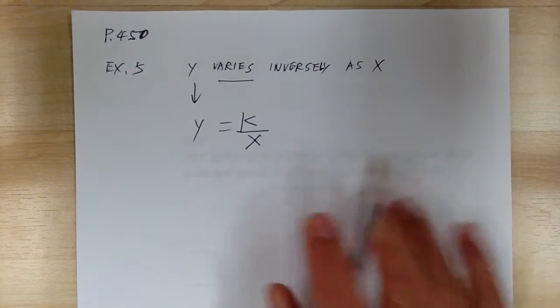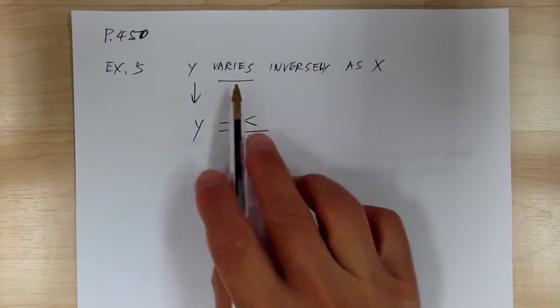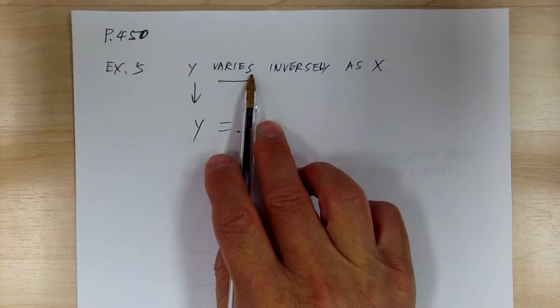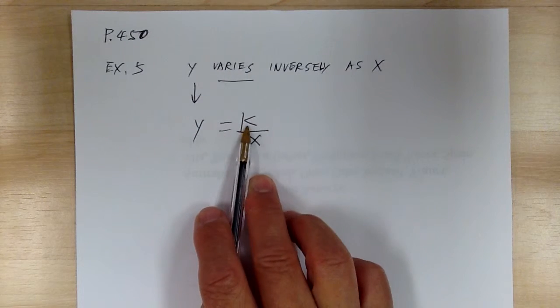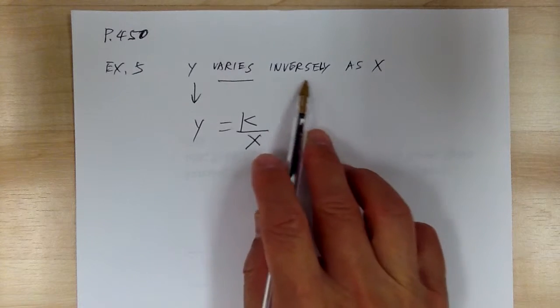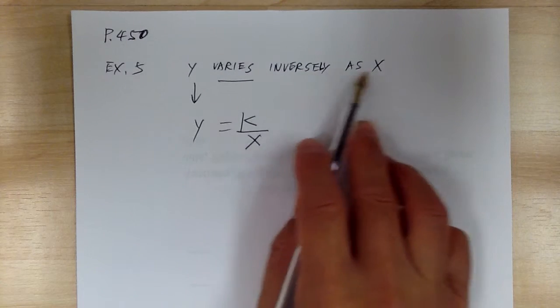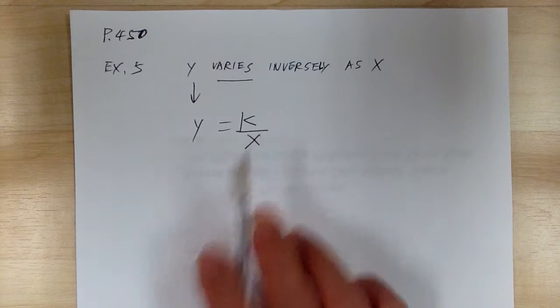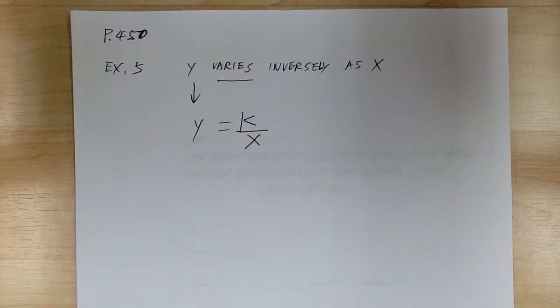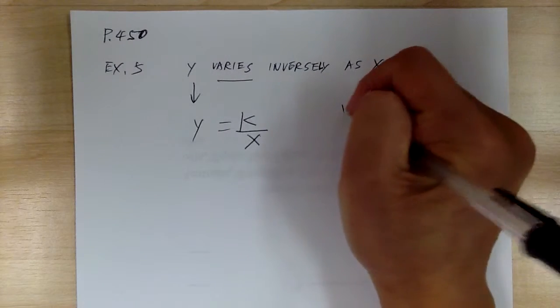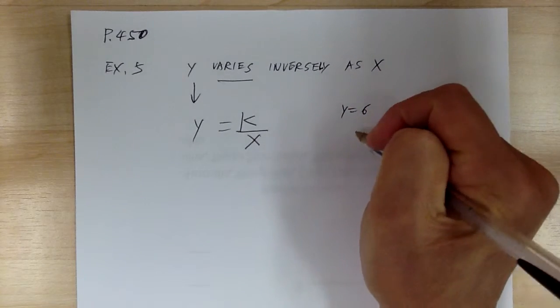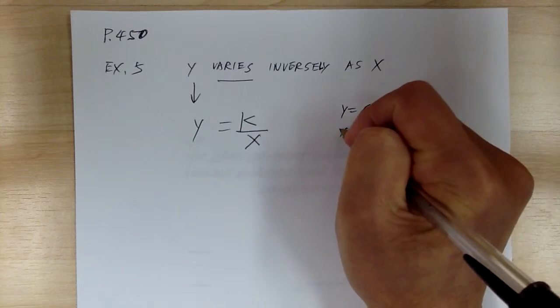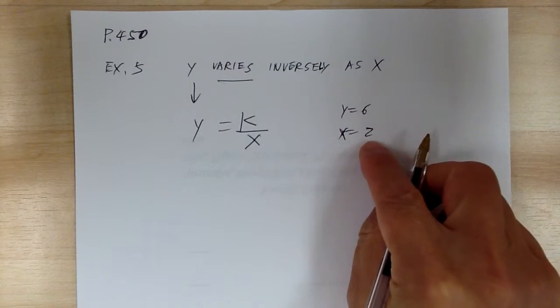So it's very simple. Again, when you see the word varies, right away, that's a proportional problem. That means you're going to equal k times something. But in this case, it says inverse. So everything after the word inverse goes on the bottom. After that, everything is exactly the same as what you did earlier. So it says if y equal to 6 when x equal to 2, so that's your clue. That's the information you need to find k.